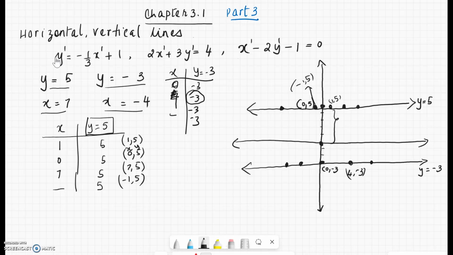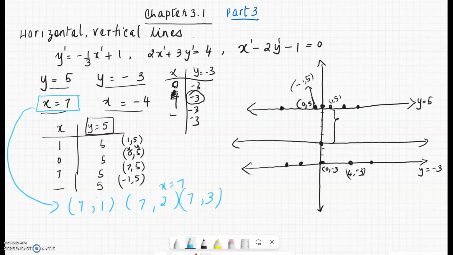Now let's look at the other lines. X equals 7. No matter what the y is, the x is always going to be equal to 7. So what does that look like? For x equals 7, if I plug in y equals 1, x is going to equal 7. Y equals 2, x is 7. Y equals 3, x is 7. X is always equal to 7.